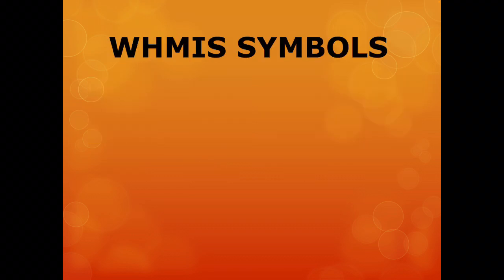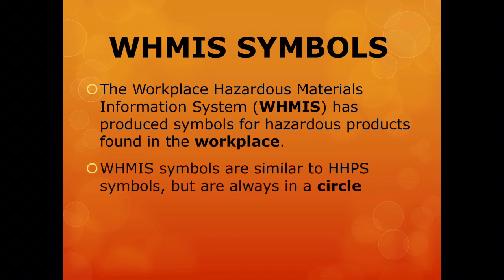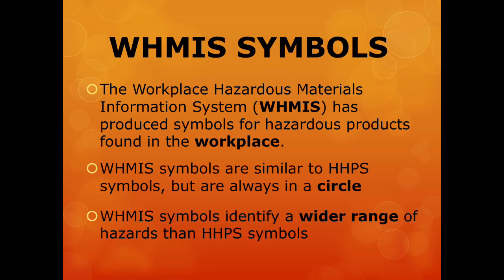All right, next we are going to go into WHMIS symbols. So again, know these acronyms. The Workplace Hazardous Materials Information System, also known as WHMIS, has produced symbols for hazardous products found in the workplace. WHMIS symbols are similar to HHPS symbols, but are always in a circle. WHMIS symbols identify a wider range of hazards than HHPS symbols. So these are things that you would experience in a laboratory setting or a facility that is better able to handle more serious chemicals.